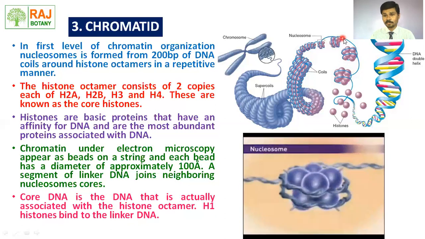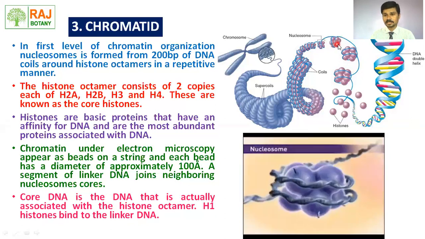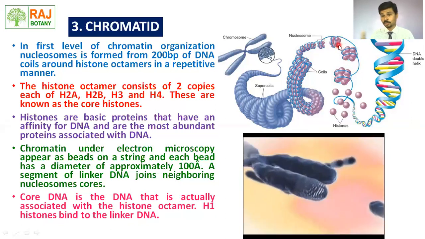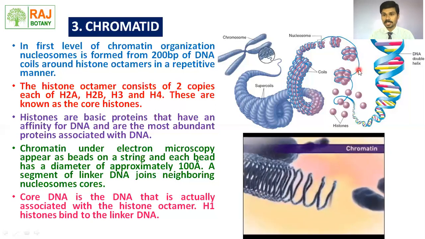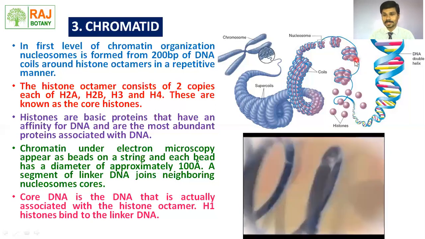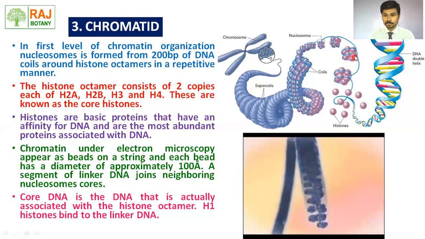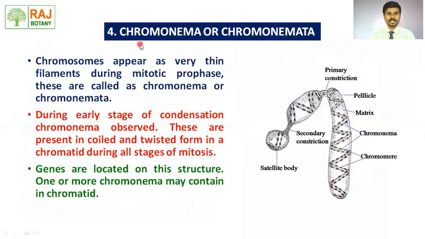The fiber or the DNA portion which joins the adjacent nucleosomes is called linker DNA, and H1 histone protein is present at this attachment position. Then chromonema or chromonemata. Chromosomes appear as very thin filaments during the mitotic prophase. These are called chromonema or chromonemata.